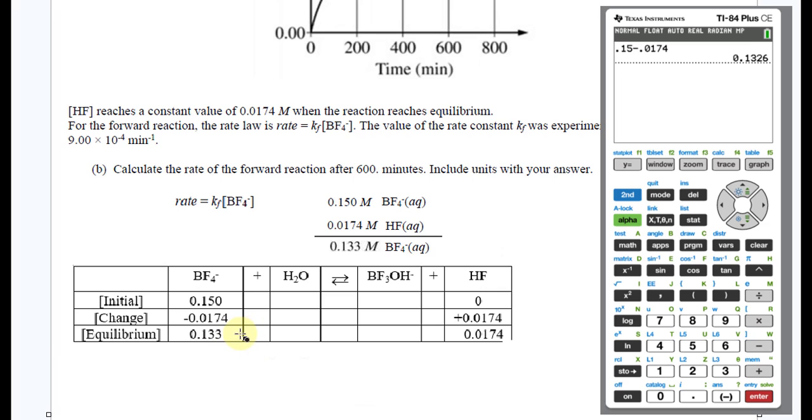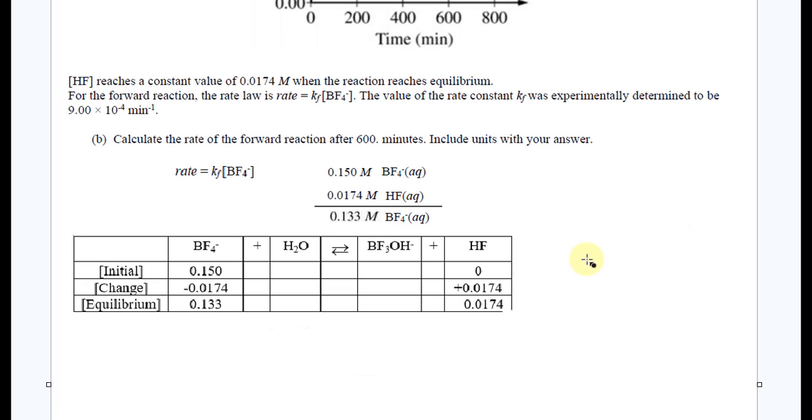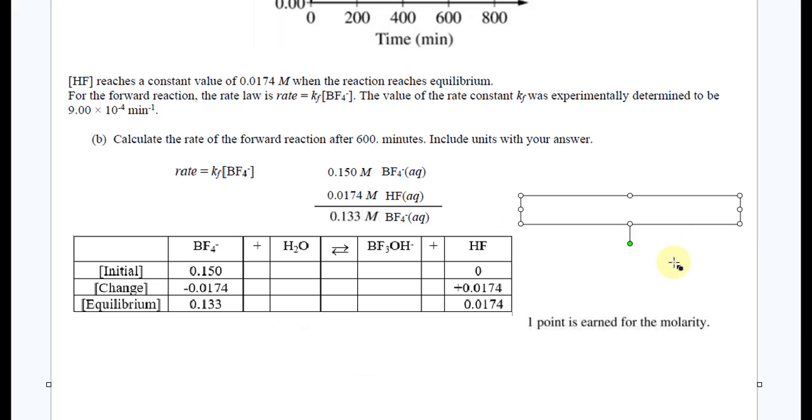But this gives us our answer. You might say this involved a lot, but actually B was worth 3 points. That's pretty good, so it's worth the time. So now the calculation is relatively easy. In fact, you got 1 point just for finding the molarity of the BF4. So there's a point right there.